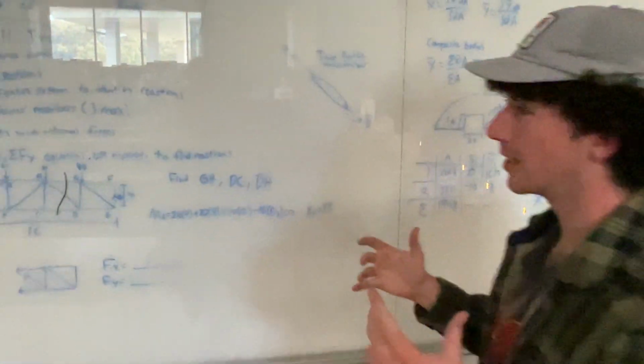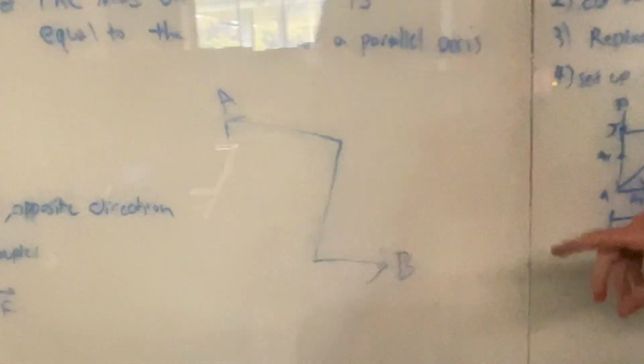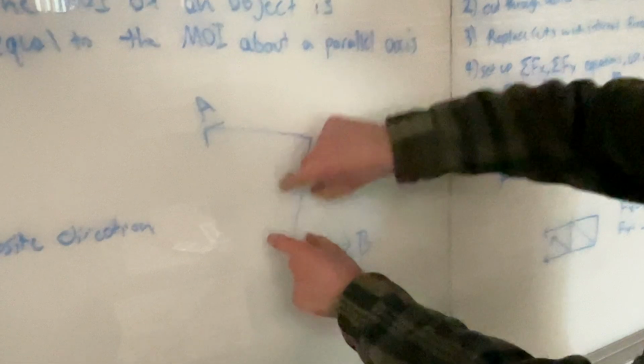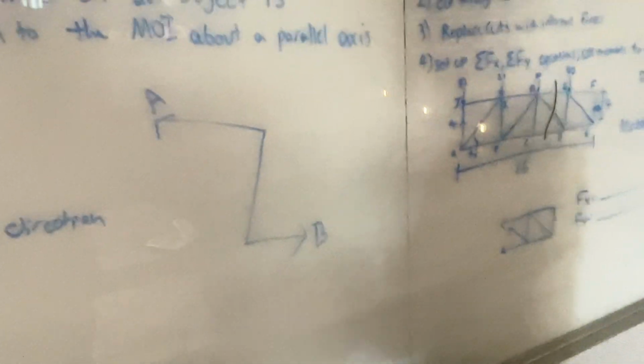I want you to think back to what I was just telling you about force couples. They're pretty similar, right? They're in opposite directions. You could assume these are the same magnitude, but look, there's this separation between them. So that's basically the difference.